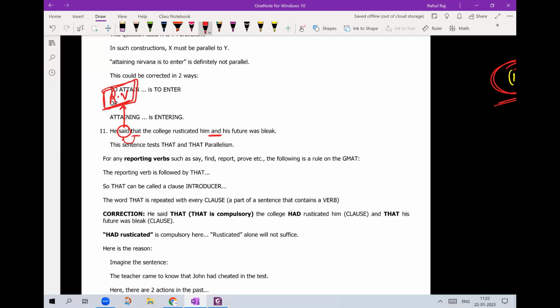Now after "and" there is a second clause, right? Don't you feel this clause should start with that? What I've told you: that and that parallelism. If the that is followed by a reporting verb, that and that parallelism in the sentence should be maintained. And what do you mean by that and that parallelism? That every clause in a sentence should start with that. Now there are two clauses. He said that, the first that is followed by a reporting verb. After "and" the second clause is starting, so this clause should start with that. He said that the college had rusticated him and that his future was bleak.